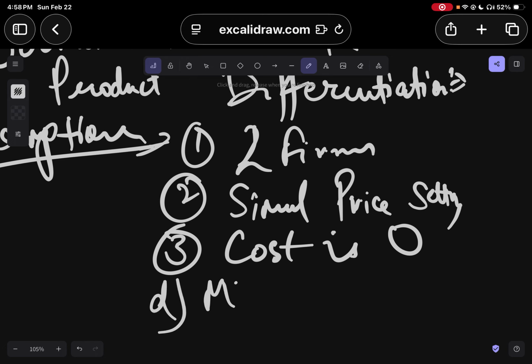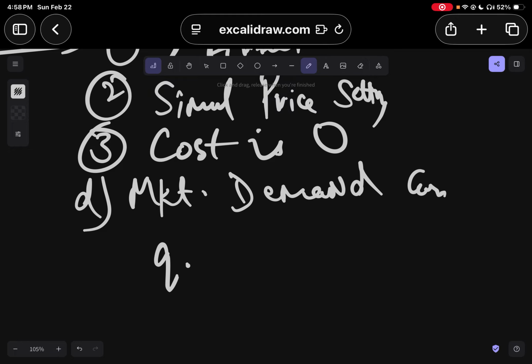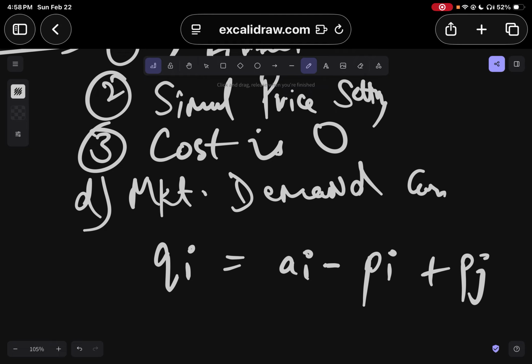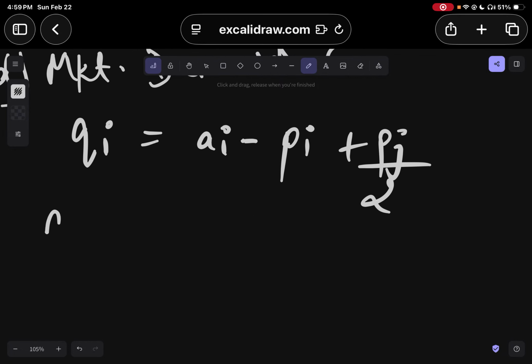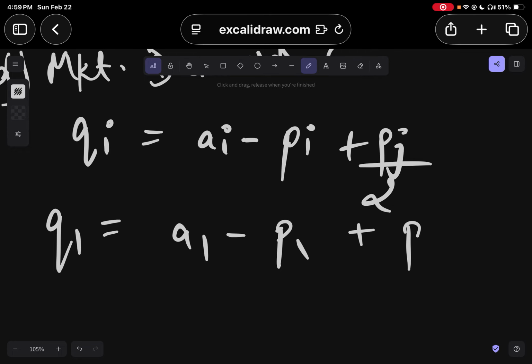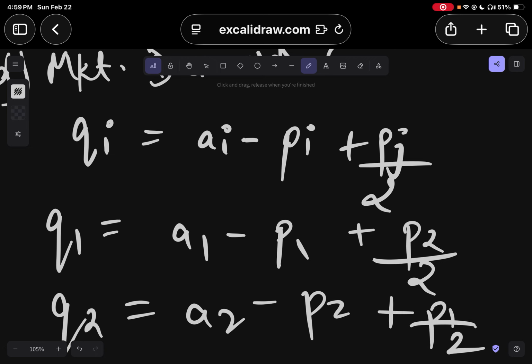So the market demand curve in this case is Qi equals Ai minus Pi plus Pj upon 2. So i and j are firm 1 and 2. Ai is the attribute of the ith firm, maybe product differentiation since they are close substitutes. So for firm 1 it will be Q1 equals A1 minus P1 plus P2 upon 2. For firm 2 it will be Q2 equals A2 minus P2 plus P1 upon 2.